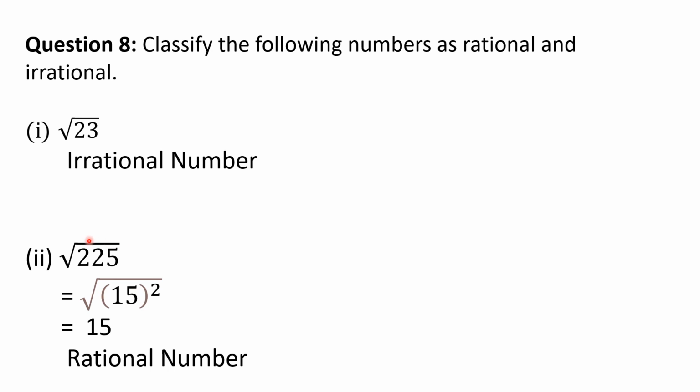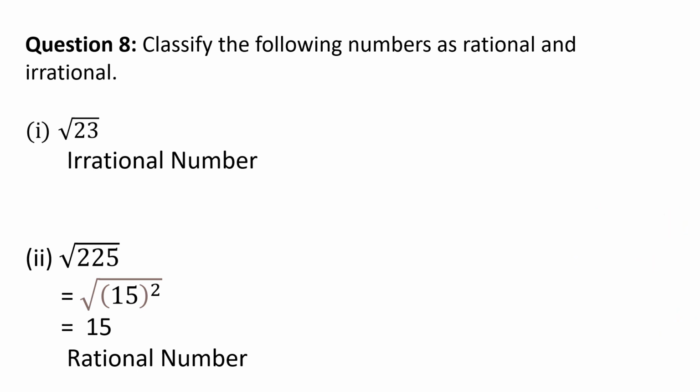So please ask, okay? So anyway, this 225 can be written as 15 square because 225 is 15 square, right? Now square root and square cancel and it becomes 15. And definitely 15 can be written as 15 by 1, right? So this is a P by Q form, where Q is not equal to 0. That is the condition for it being a rational number. So definitely 15 is a rational number, okay?